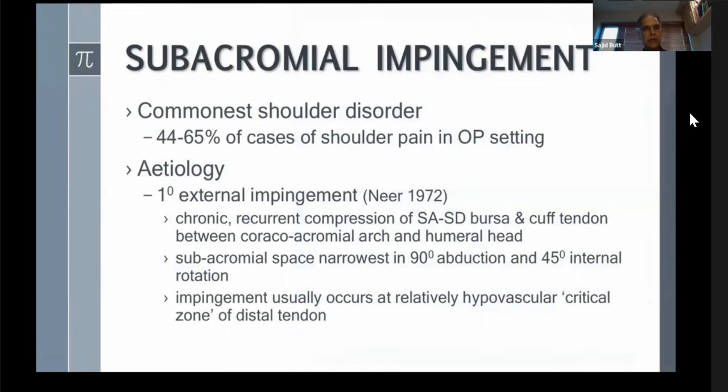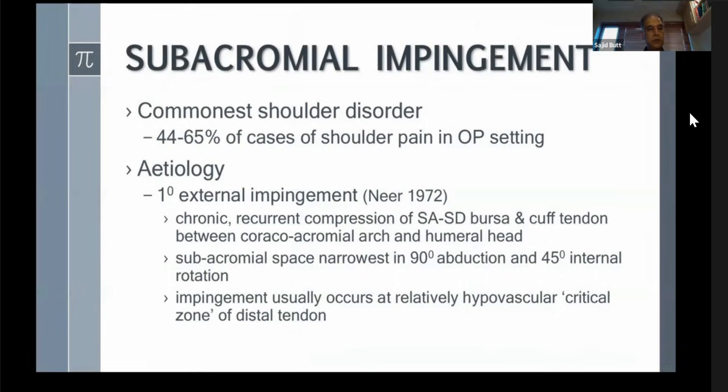So what is this diagnosis of subacromial impingement? It's one of the commonest shoulder disorders that you can see. Up to 2/3 of patients who present with shoulder pain in the outpatient setting actually have subacromial impingement. There is a primary external impingement. We'll talk about internal impingement later on. So at the moment, just concentrate on external impingement, also called subacromial impingement.